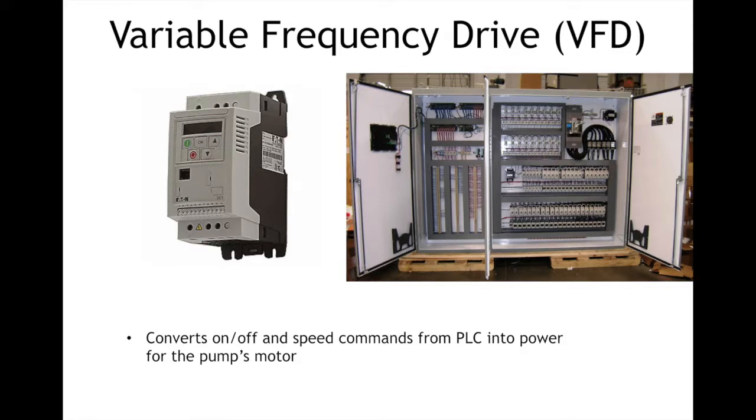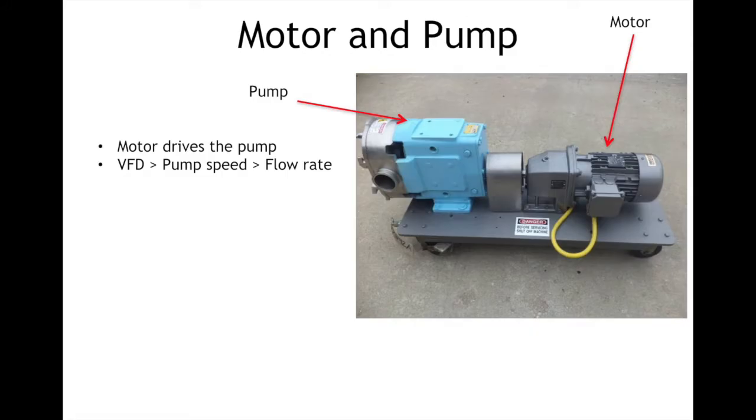The variable frequency drive is what converts both the on-off and the speed commands from the PLC into power for the pump's motor. A pump is driven by a series of sinusoidal waves, and the higher the frequency of the wave, the faster the pump is turning. If there is no power going through, then the pump is not running. So the VFD is sending the power to the motor. The motor is then turning the pump.